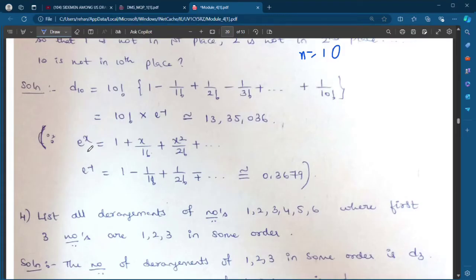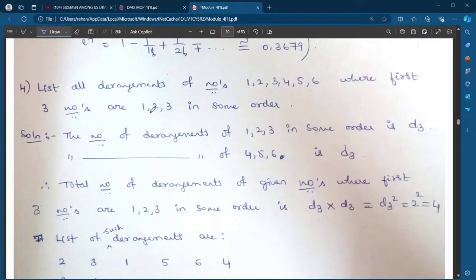Or else you can also take this formula, e^x. So e^(-1) is equal to 1 by so on up to 7 it will go. You know that e^(-1) is 0.3679. So what I will do here is 10! times e^(-1). You can either solve by finding all the values here, or else you can simply multiply like this.